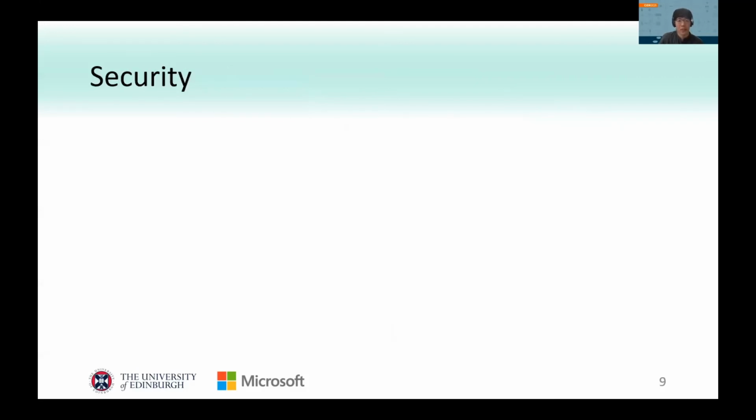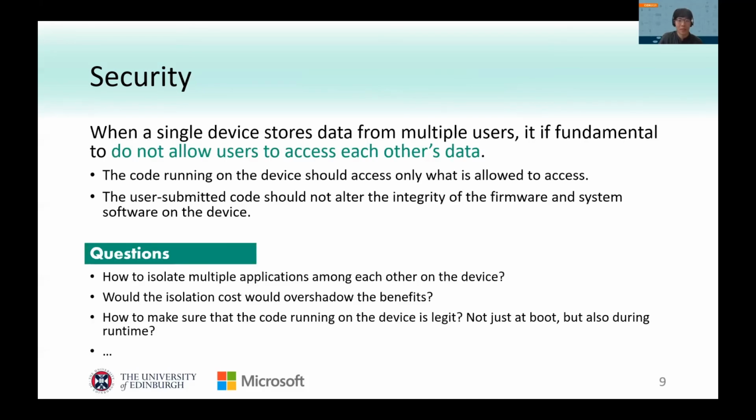Finally, security. When a single SSD stores data from different users, it is fundamental to not allow users to access each other's data. Traditionally, there are two different approaches for controlling such data access. The first is to use a file system, and the other option is to use either hardware virtualization or NVMe namespaces to assign different parts of the storage to different users.